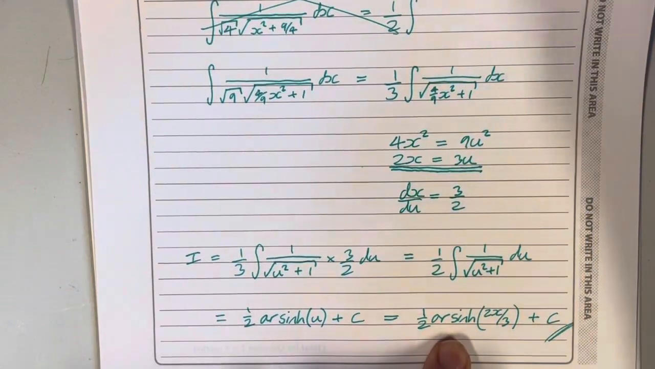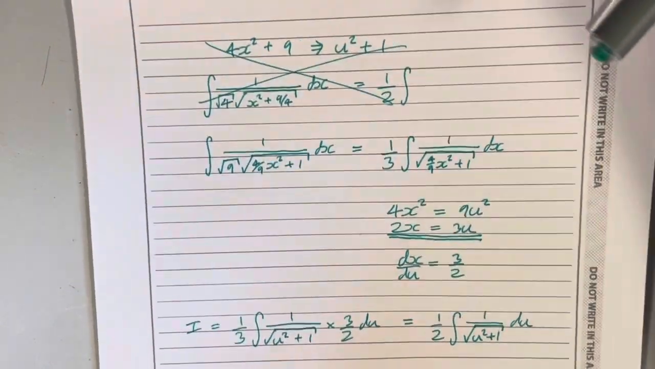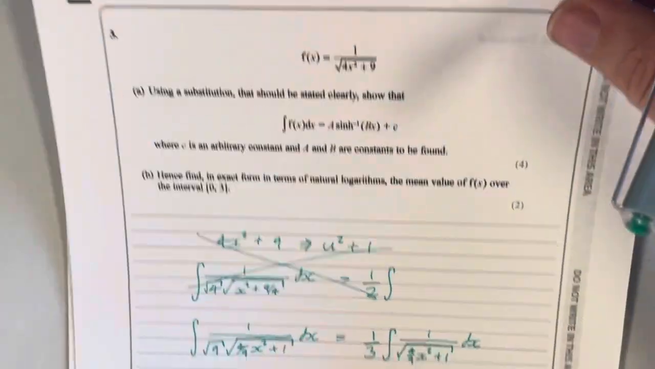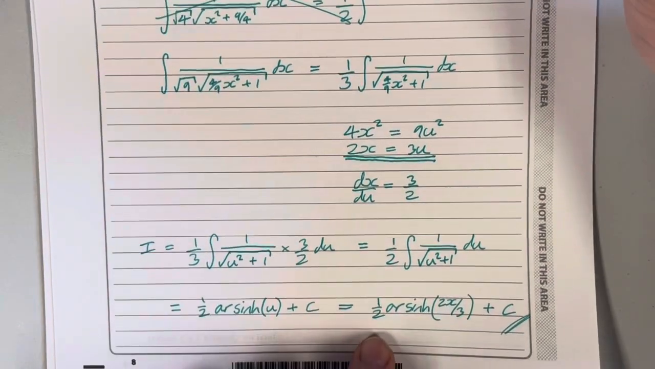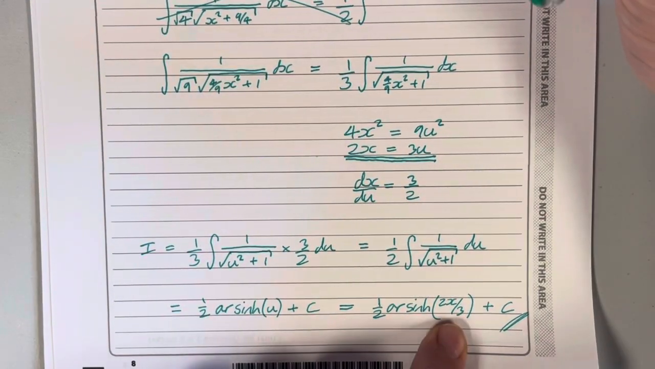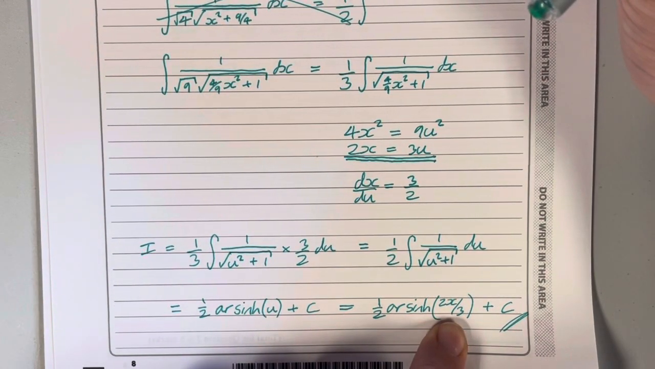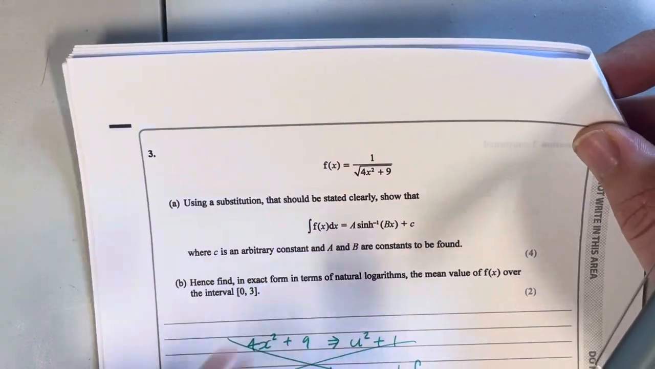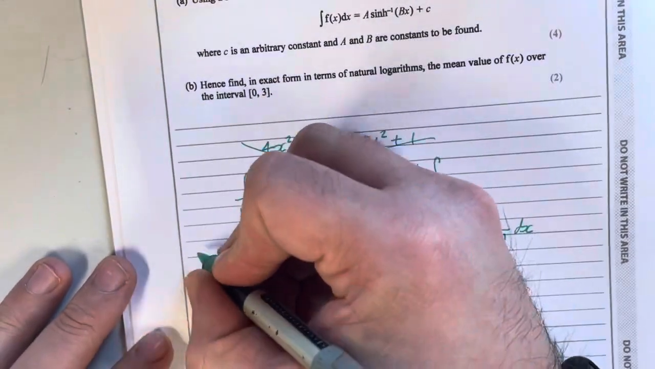Just check that it makes sense with what is given. So it's a constant times the inverse sinh of b times x. Great. So my first constant, capital A, is a half, and my second constant, capital B, is 2/3, and that fits with what it says it should be. So that was part A.